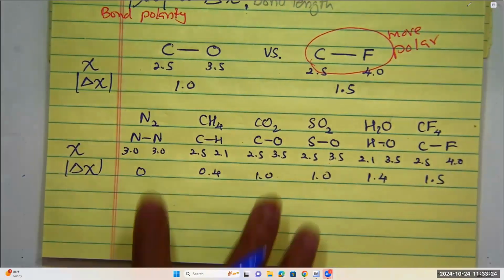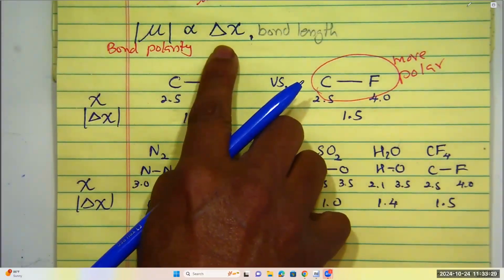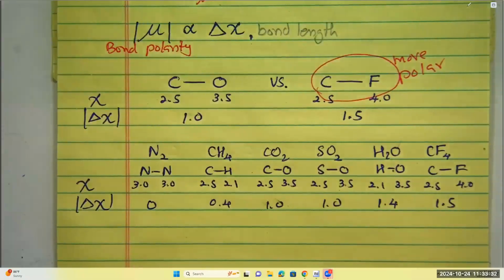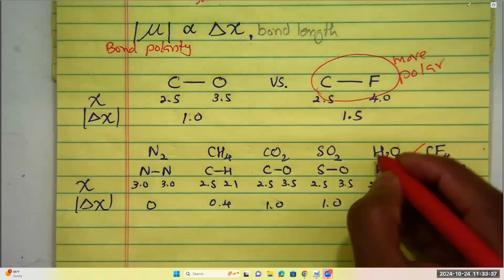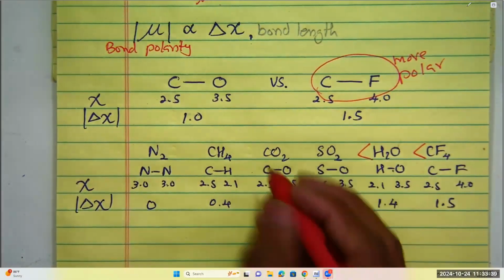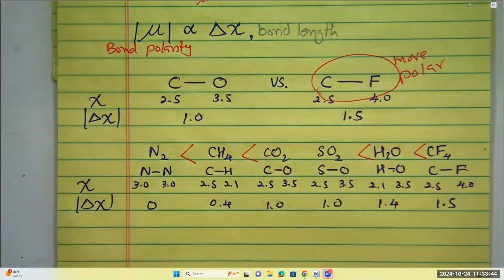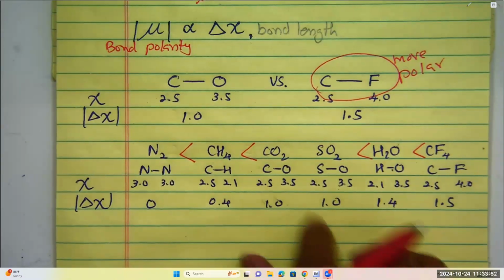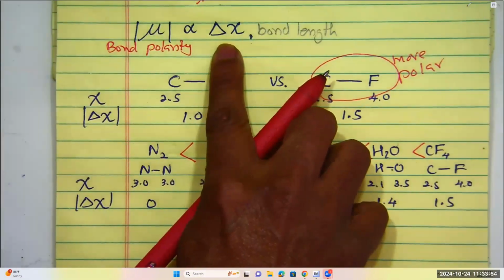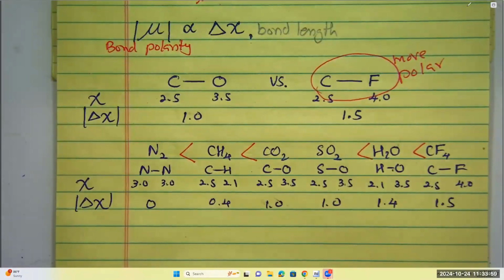Okay, so based on the electronegativity difference, the most polar bond is CF. Let me indicate that. We have the most polar bonds in CF4, and then H2O, then CO2 and SO2, then CH4, and N2 has the least polar or non-polar bonds. Between CO2 and SO2, they both have the same electronegativity difference. Therefore delta chi doesn't cut it, so we have to resort to the bond length, right? How do we determine that?